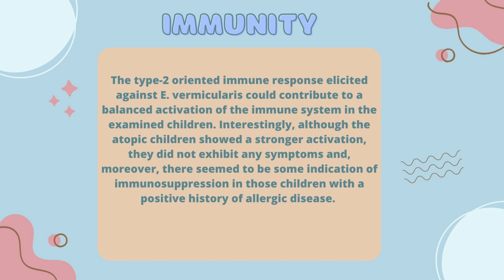Next is the immunity. The type 2-oriented immune response elicited against E. vermicularis could contribute to a balanced activation of the immune system in examined children. Interestingly, although the atopic children showed a stronger activation, they did not exhibit any symptoms, and moreover, there seemed to be some indication of immunosuppression in those children with a positive history of allergic disease.